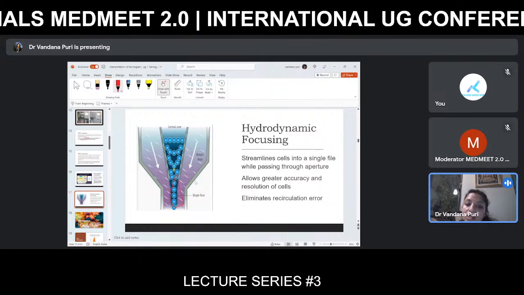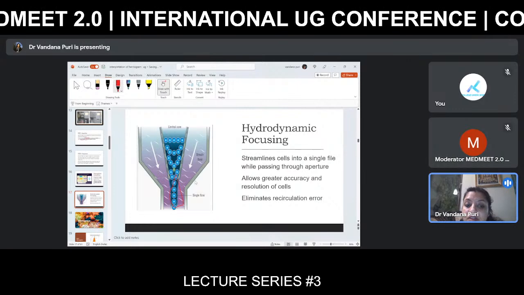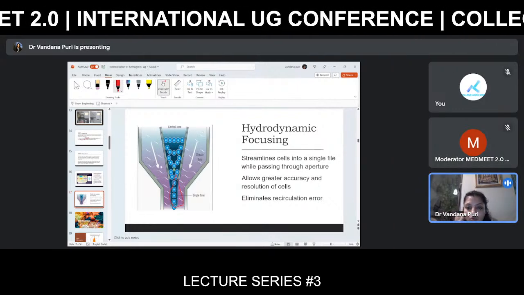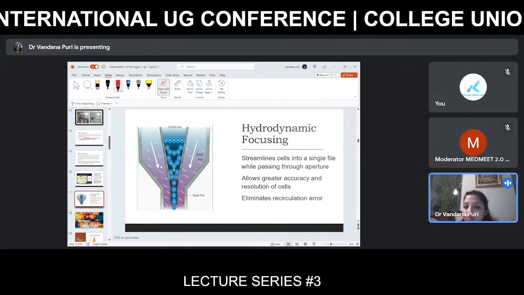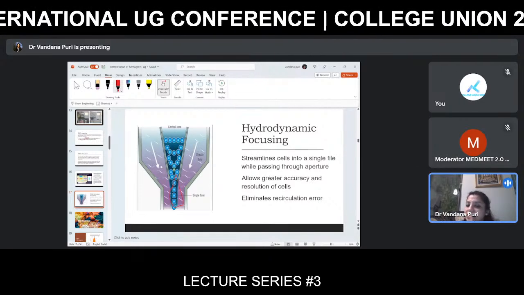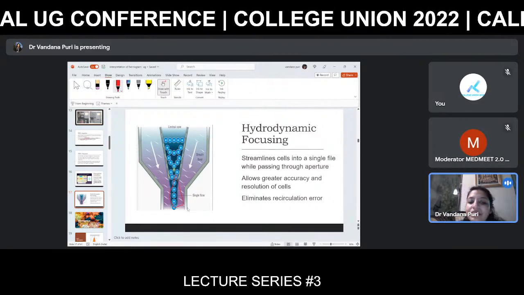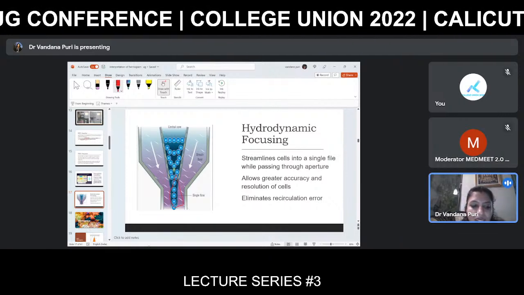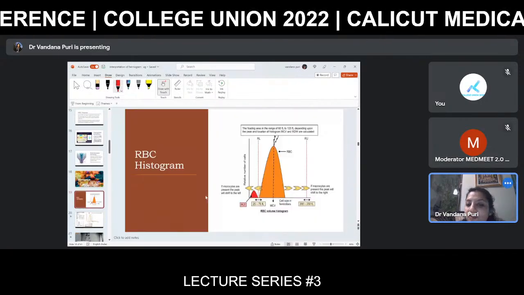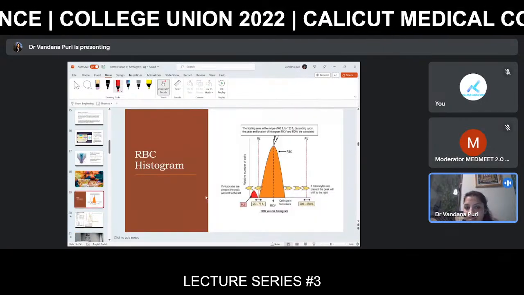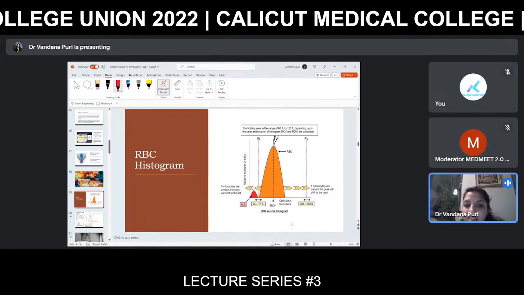So the methodology by which only one cell passes at one time is that there is a sheath fluid on both sides, okay, so that the central core is compressed. So at any particular point, only one cell is passing through the aperture. So this decreases the problem of recirculation, and basically only one cell is counted at one time. So once we are clear with this, let's look at the histograms. I told you, after measuring the number of pulses and the volume, we get a histogram. And now you all know that we'll have a histogram, isn't it?